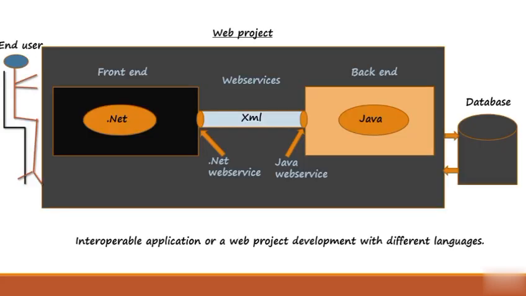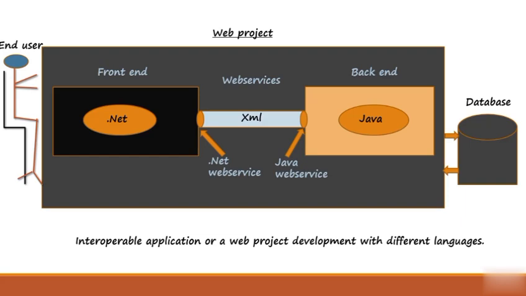This is a web project as an interoperable application with different languages. For example, the end user is using a front-end technology with .NET and in the backend we have Java technology. So I want to give communication between these .NET and Java programs. How? It is possible through XML and web services.